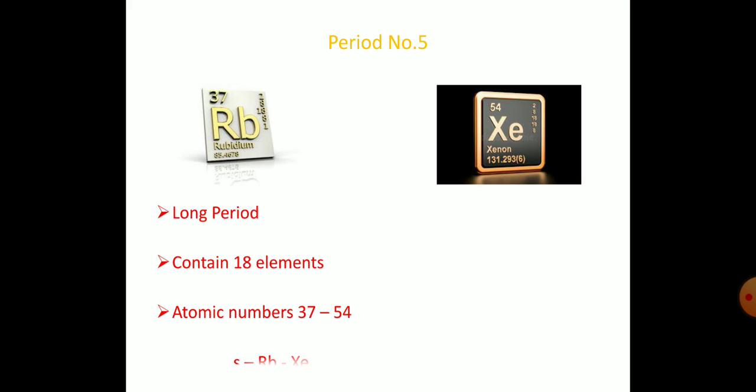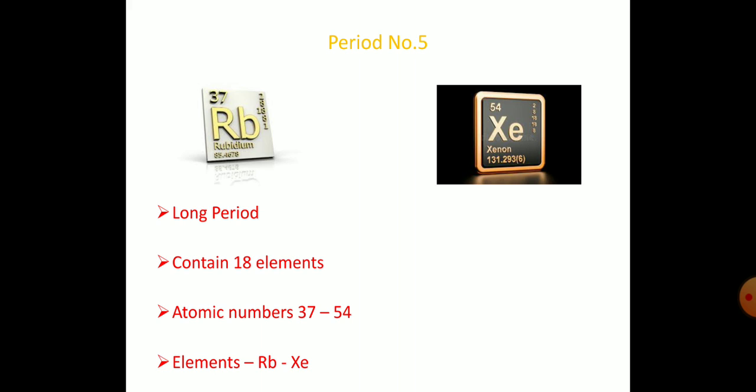Okay, and the elements are given. Elements starting from rubidium to xenon make period number 5. Okay, so what information have we learned about period number 5? It is a long period. It contains 18 elements.